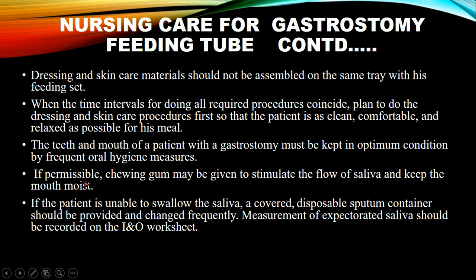Okay. And what you can do is give chewing gum. All of you must have eaten chewing gum in life. We do not swallow it, we just keep on chewing it. By chewing it, we stimulate the flow of saliva and keep the mouth moist. If the patient is unable to swallow saliva, then you can give a sputum cup. All of you must have seen sputum cups in the TB or chest ward. So the patient can spit into it, and whatever the amount of expectorated sputum, that can be recorded in the intake and output chart.